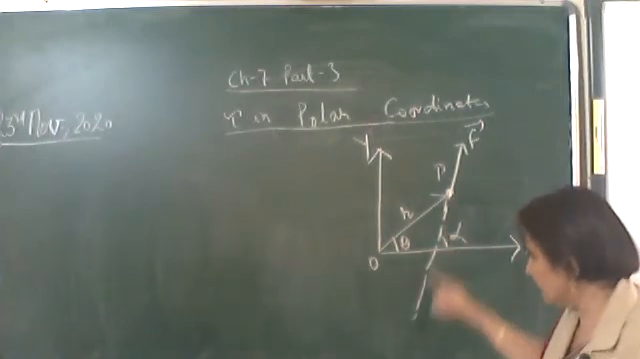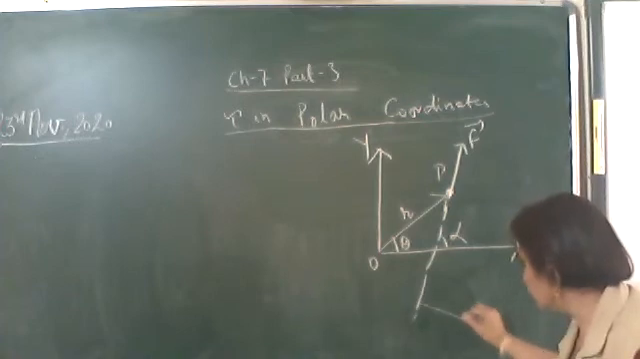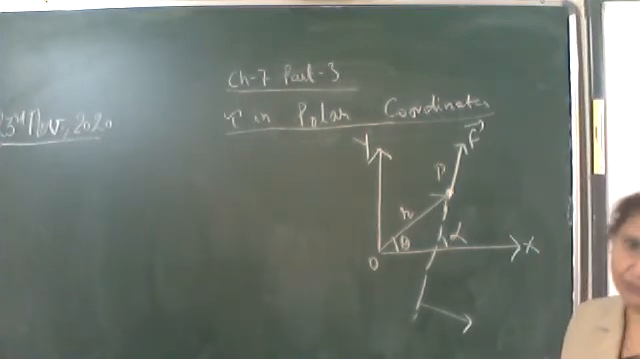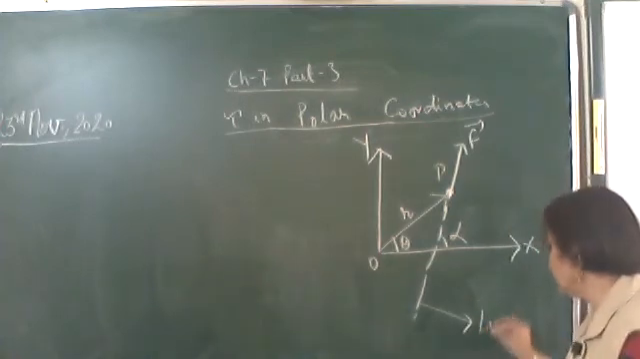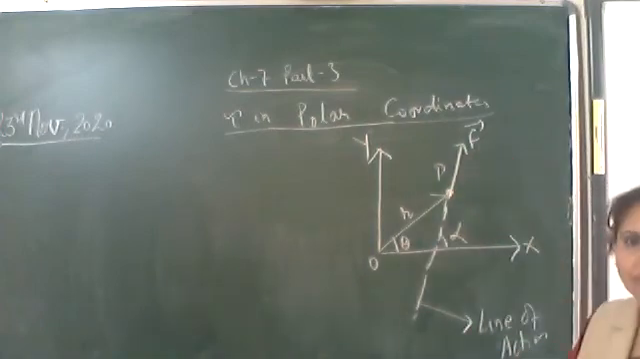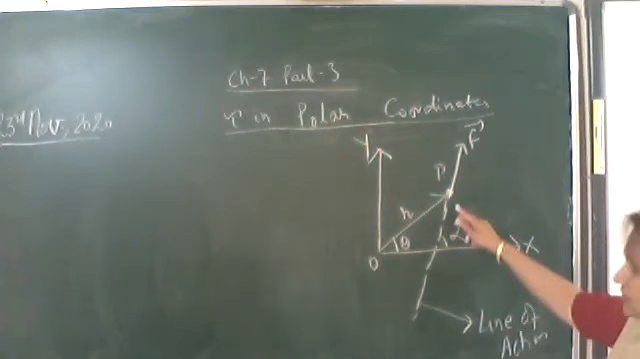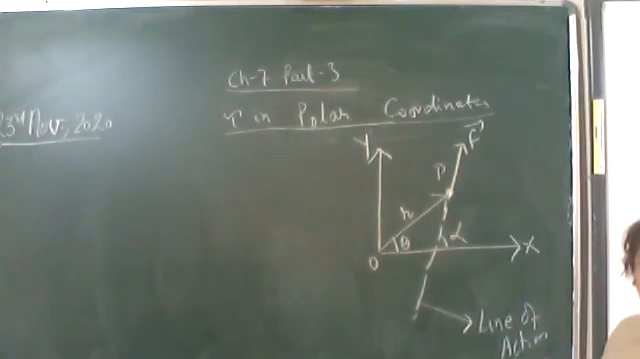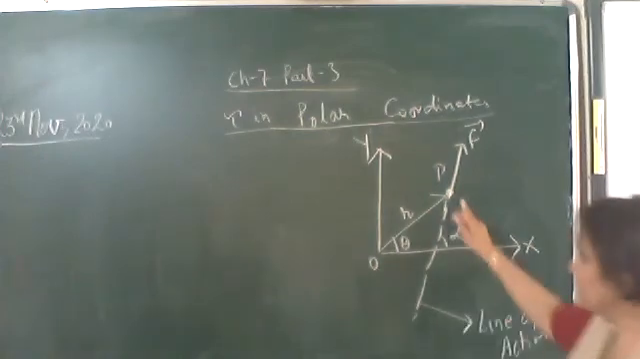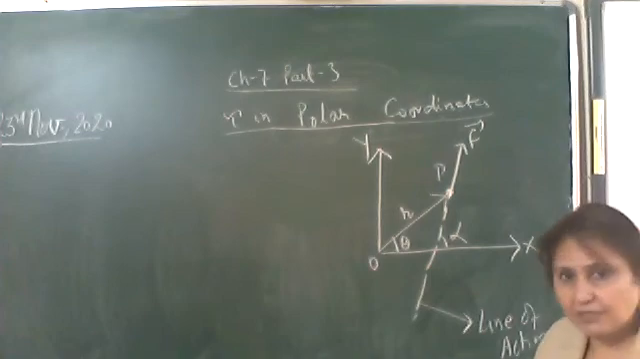And this straight line which we have extended, we call it the line of action of force. This straight line along which the force is applied, we call the line of action of force. Now due to this force, the particle will rotate. Why? Because some torque is applied, some turning effect is there.